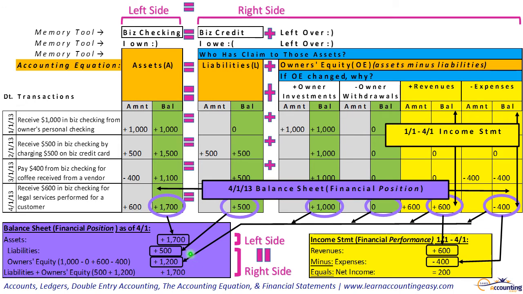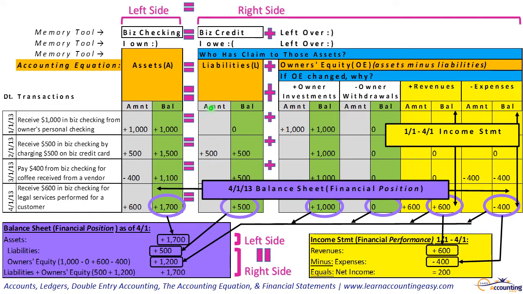When the 1,200 and the 500 are added together, we get something called liabilities plus owner's equity, and that's 1,700. And of course, the 1,700 here equals the 1,700 up here. And like we talked about earlier with the points analogy, all we're doing is taking the left side of the accounting equation and presenting it on the top. And then we're taking the right side of the accounting equation, we're presenting it on the bottom.